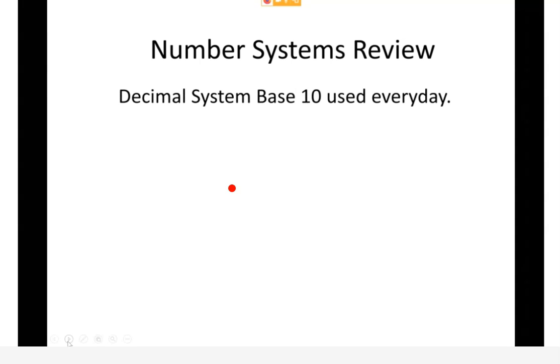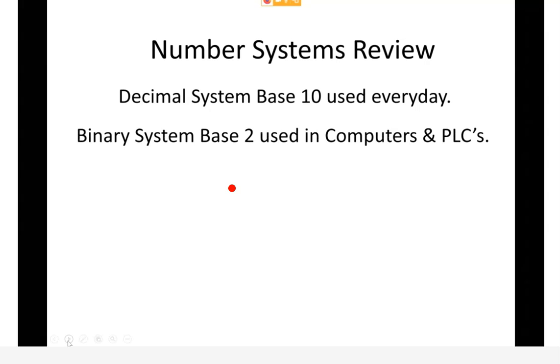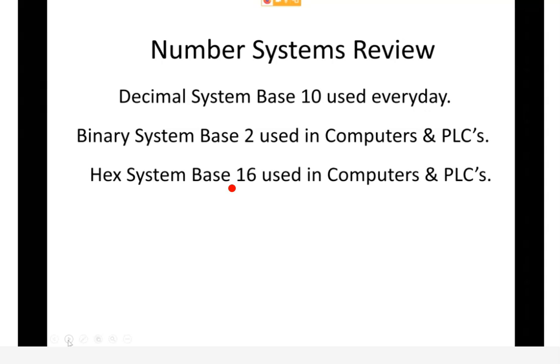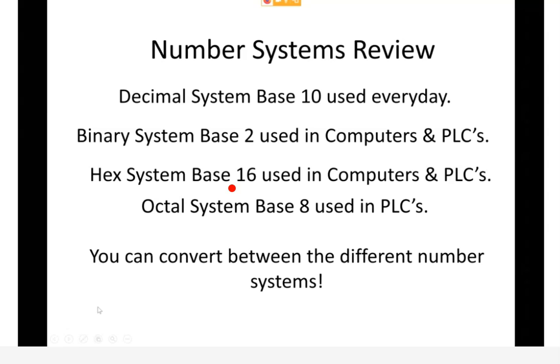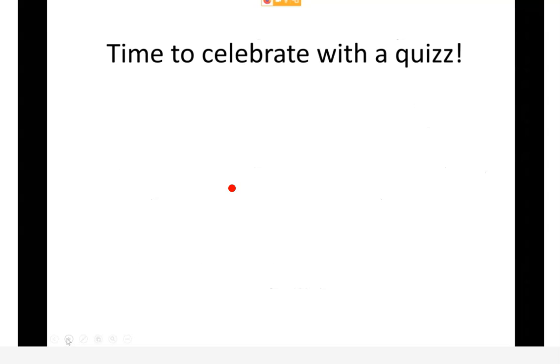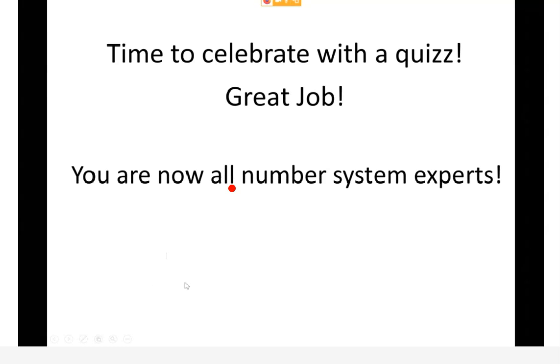A little bit of review. Base 10, what we use every day. Binary is used in computers, PLCs, which is basically industrial computer. Hex system is base 16, also used in computers and PLCs. And octal, the older PLCs, legacy Allen Bradley type systems. And of course, we can convert between the different numbers. Okay. Quiz. Okay, you guys don't have a quiz. You do have worksheets. So, but yeah, best to go through the module first.